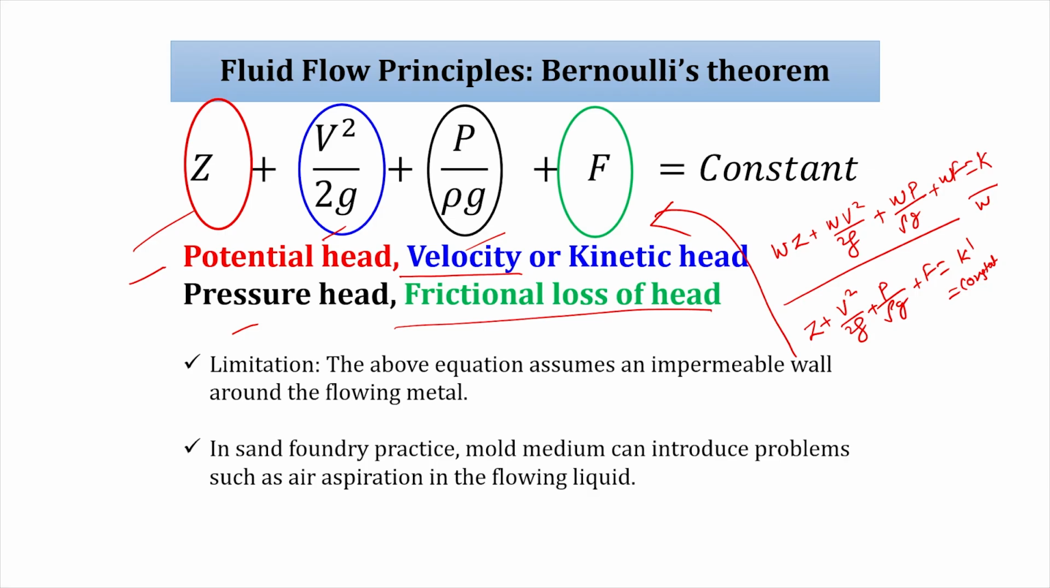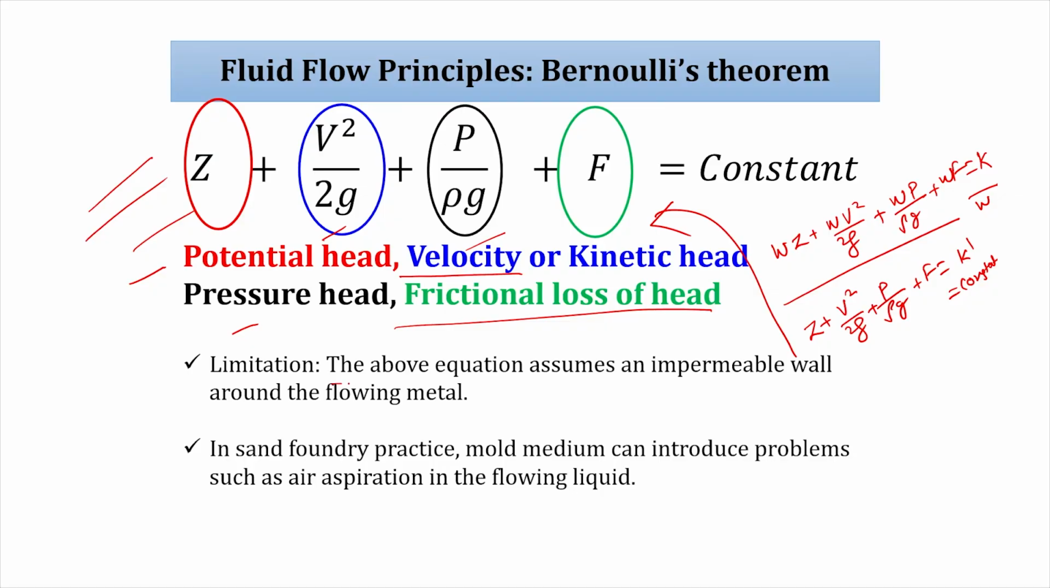Now, the limitation: we are applying some assumptions, but reality is different. Since our mold is a sand mold and sand is a porous medium; if it were a metallic mold, there would be nothing porous, but in sand, reality is that it is a porous, permeable material. The above equation assumes an impermeable wall around the flowing metal. Around the flow we assume that the wall is impermeable, that there is no porous flow or any outward flow happening through pores.